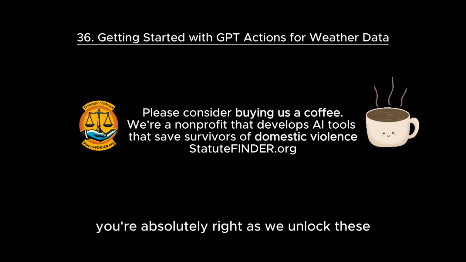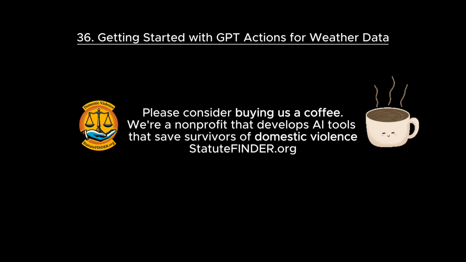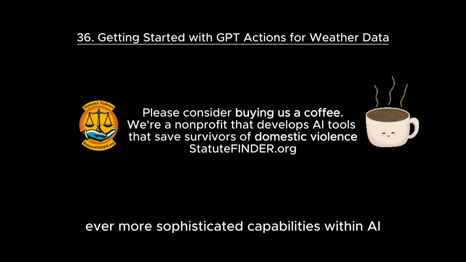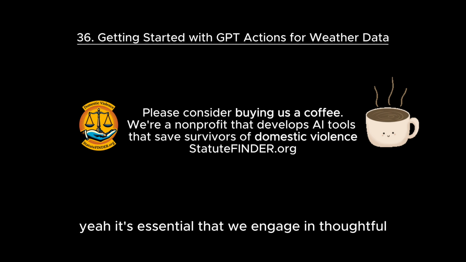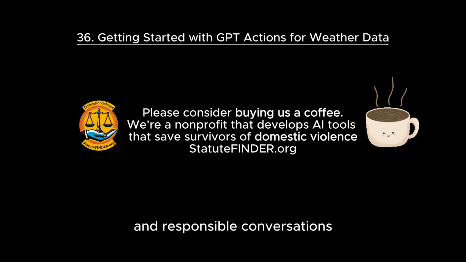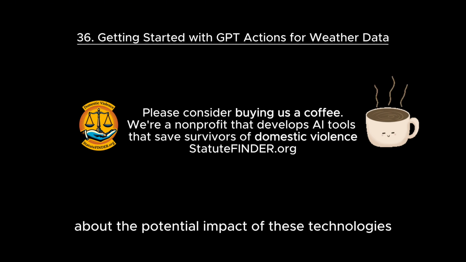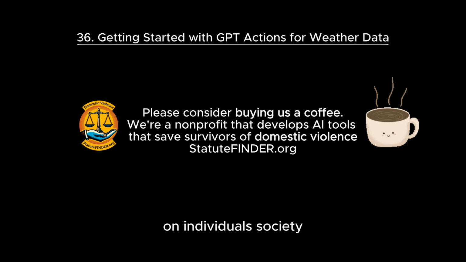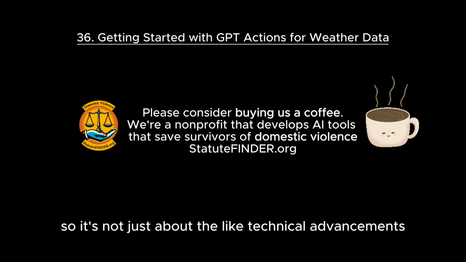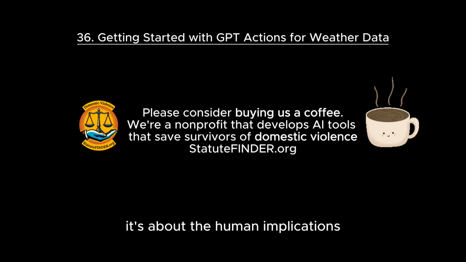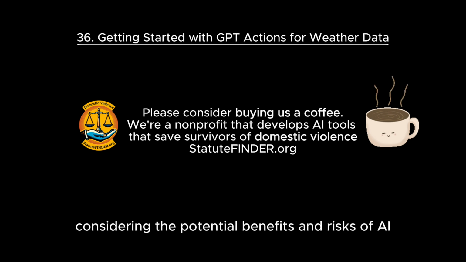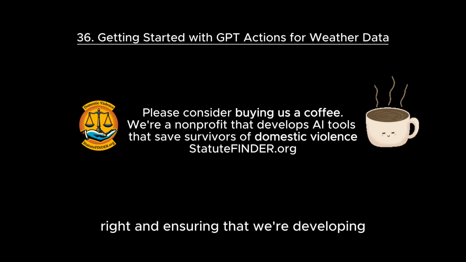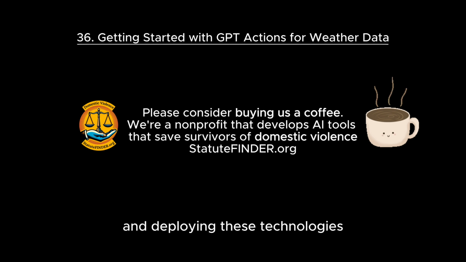You're absolutely right. As we unlock these ever more sophisticated capabilities within AI, it's essential that we engage in thoughtful and responsible conversations about the potential impact of these technologies on individuals, society, and the world at large. So it's not just about the technical advancements, it's about the human implications. Exactly. Considering the potential benefits and risks of AI. Right. And ensuring that we're developing and deploying these technologies in a way that aligns with our values and our aspirations.